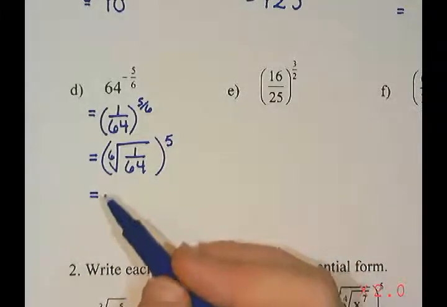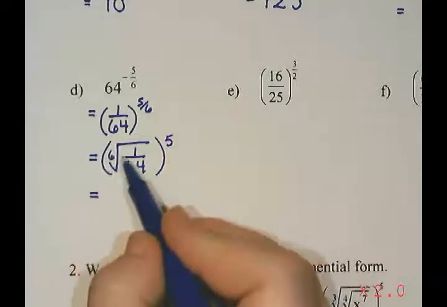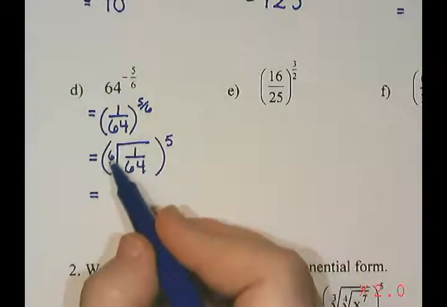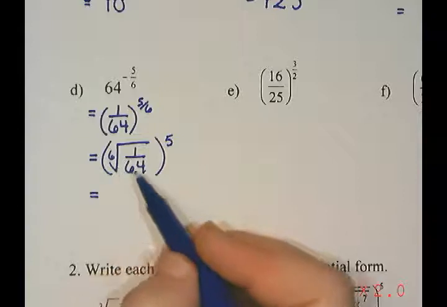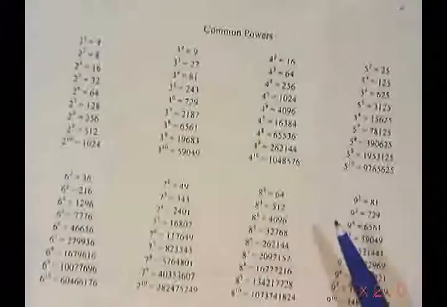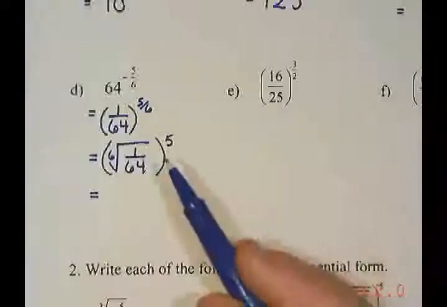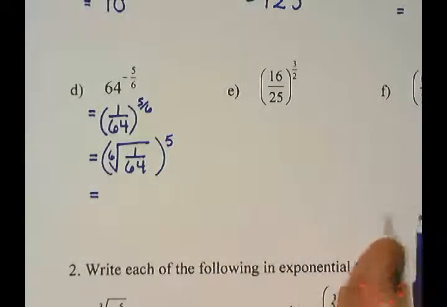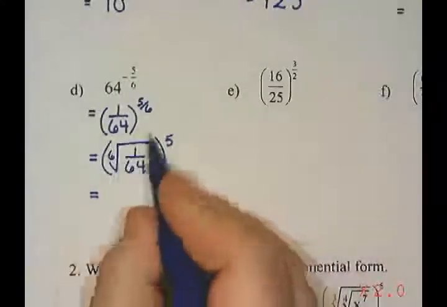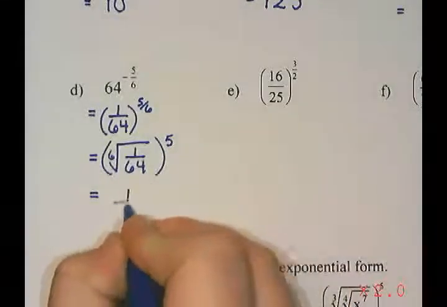So I'm going to do it in pieces. We're going to do the 6th root of 1 and then the 6th root of 64. The 6th root of 1, you'll notice that 1 is not a power on my sheet, but really 1 times 1 times 1 times 1 times 1 equals 1. So the 6th root of 1 is just 1.